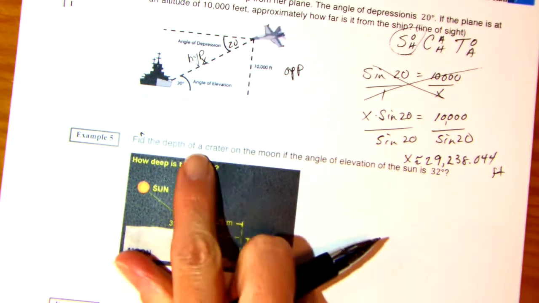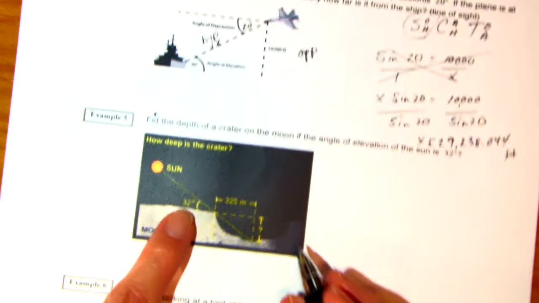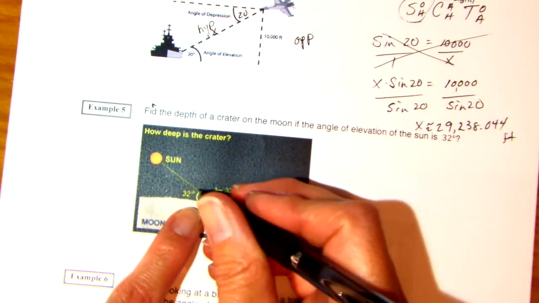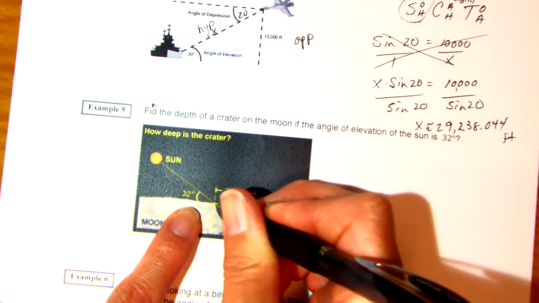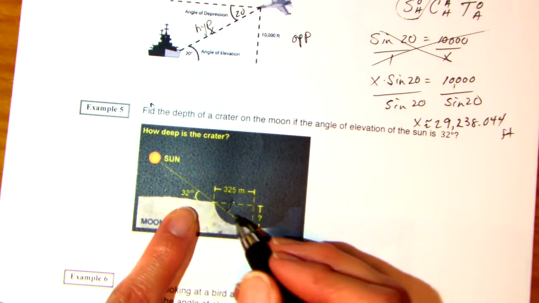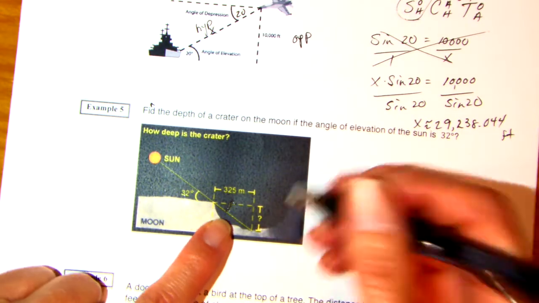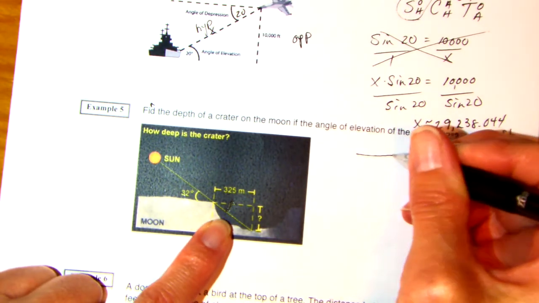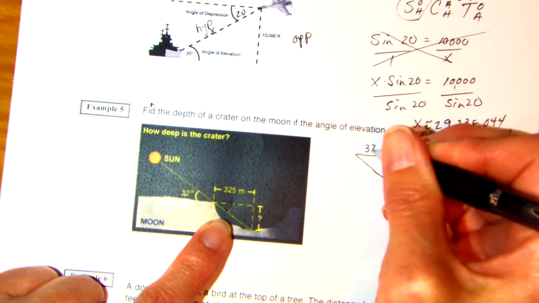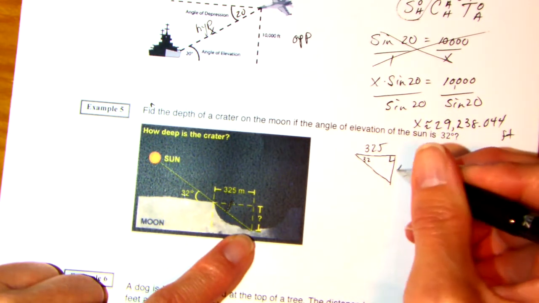Find the depth of a crater on a moon if the angle of elevation of the sun is 32 degrees. Okay. So one thing I want you to keep in mind, I wish I had a white pen here. If this is 32 degrees, this right here, can you see that arced in there? Will also be 32 degrees because these are vertical angles, right? So I want to know how deep this is. So I'm just going to draw the triangle a little bit. This is 325. How do they know that? It's beyond me. This is 32. And we need to know this.